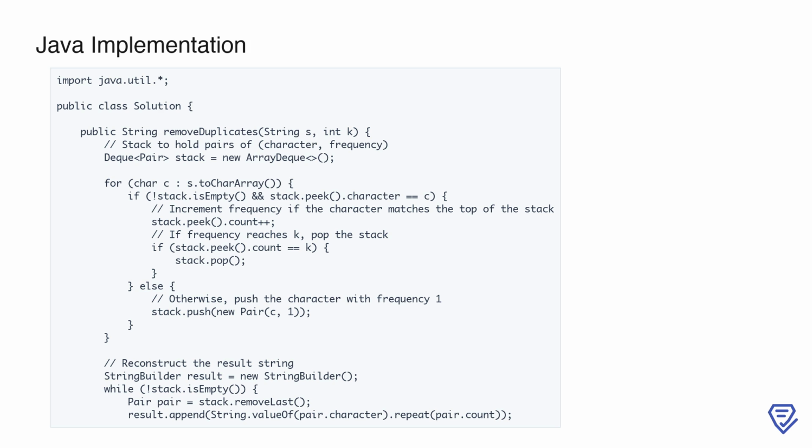The logic begins by iterating through each character in the string. If the stack is not empty and the top character on the stack matches the current character, we increment the frequency of the character on top of the stack. If the frequency reaches k, it means we have k adjacent duplicates, so we remove this character from the stack using the pop operation. On the other hand, if the stack is empty or the top of the stack does not match the current character, we simply push a new pair onto the stack, consisting of the current character and an initial frequency of 1. This ensures that we are tracking contiguous groups of characters and their counts.